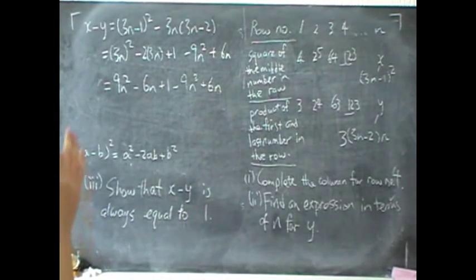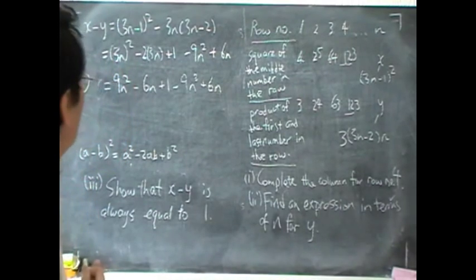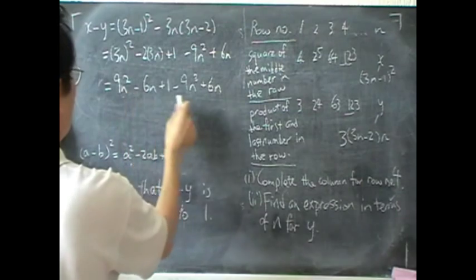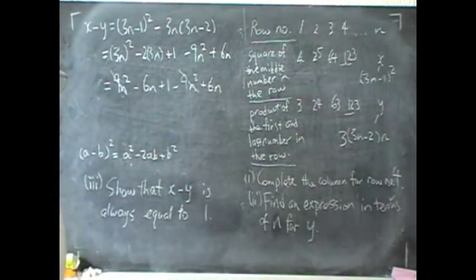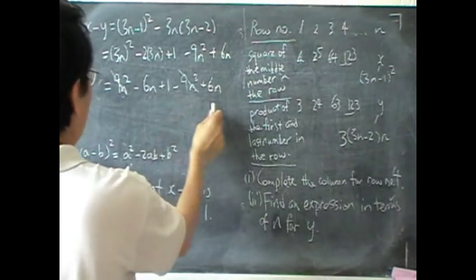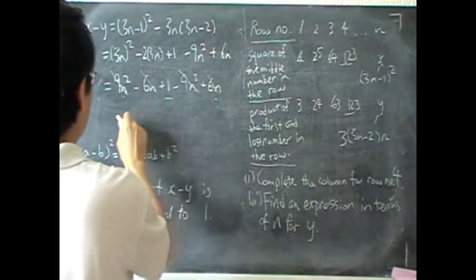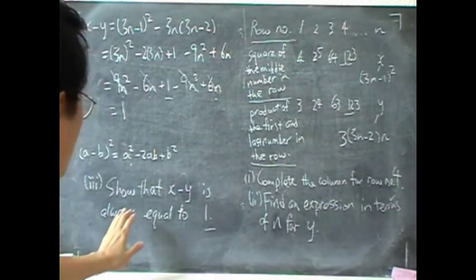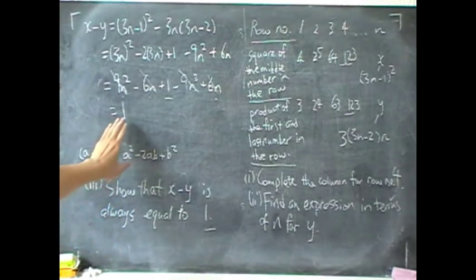And we need to look for like terms now to further simplify this. You have a 9n squared there and then minus 9n squared there, so they cancel, and we have a minus 6n and a plus 6n, and they cancel to 0, and we are left with 1, which is the answer, because we need to show that x minus y is always equal to 1, and we have just done that.